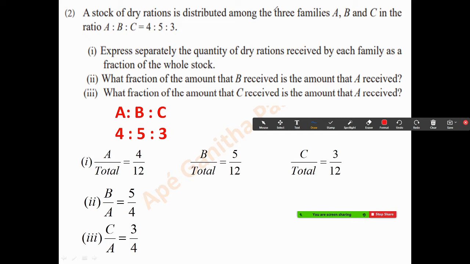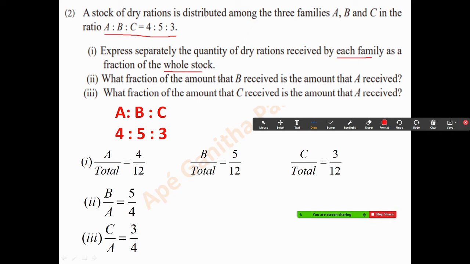Let's check this example. A stock of dry rations is distributed among 3 families A, B and C. The ratio A to B to C is 4 to 5 to 3. Express separately the quantity of dry rations received by each family as a fraction of whole stock. Each family means family A, family B and family C. So each family should be compared with the whole stock.